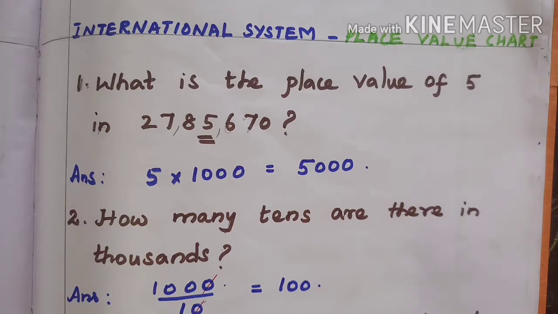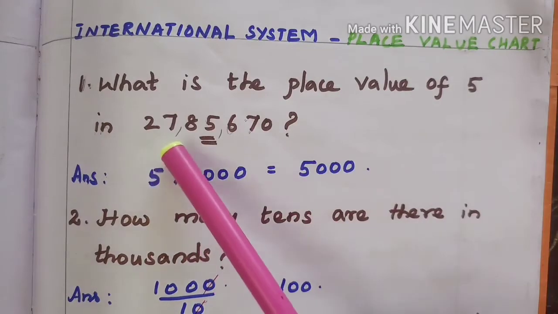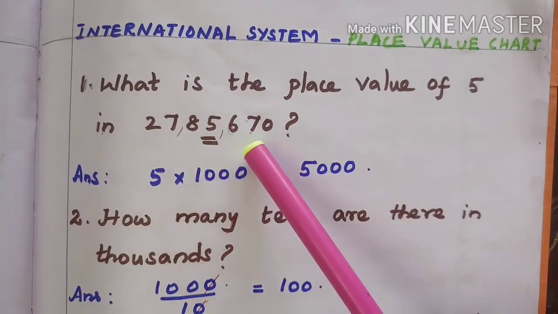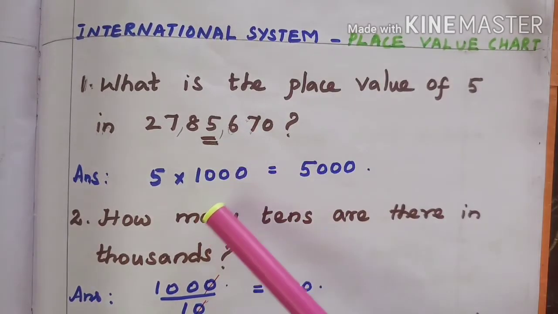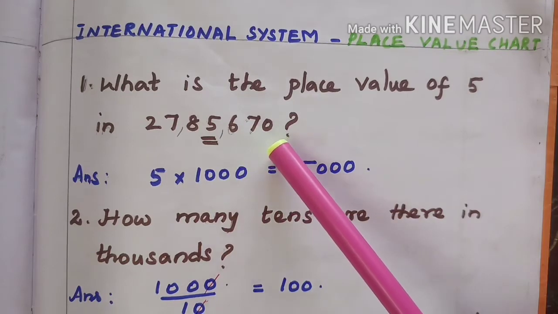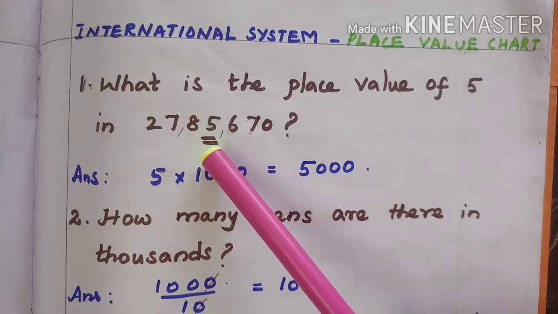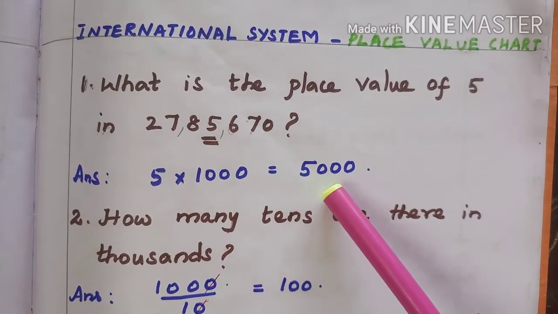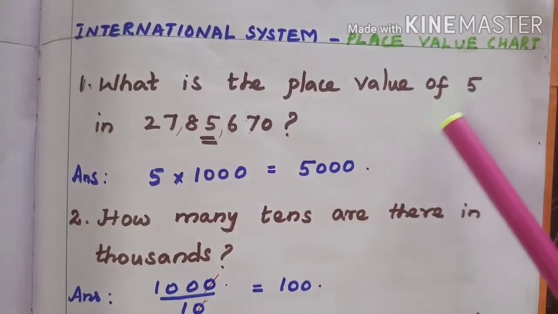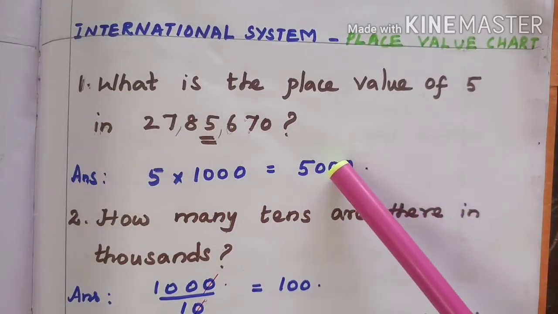Shall we start? Now, the first question is, what is the place value of 5 in 27,85,670? The 5 is underlined. Now you see, when you are starting from the right, the ones place, the tens place, the hundreds place and the thousand. Therefore, 5 into 1000 equal to 5000. So, the place value of 5 is 5000.